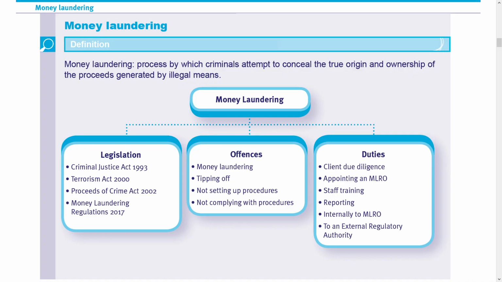Topic number 2 is money laundering. Very important. What is the definition of money laundering? Money laundering is the process by which criminals attempt to conceal the true origin and ownership of the proceeds generated by illegal means. That means the criminals are committing a crime, and now they are trying to conceal it, they are trying to hide it also.